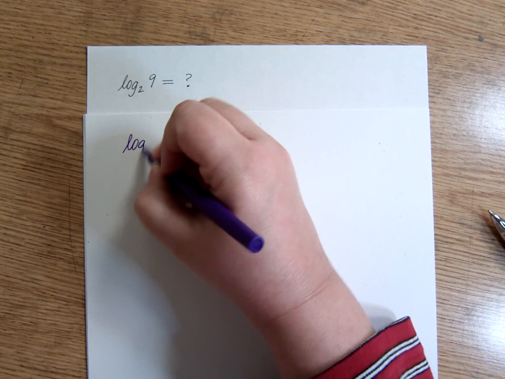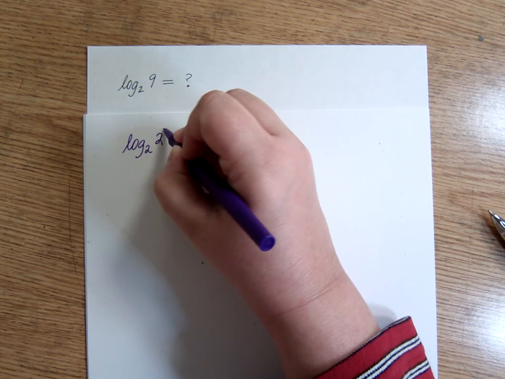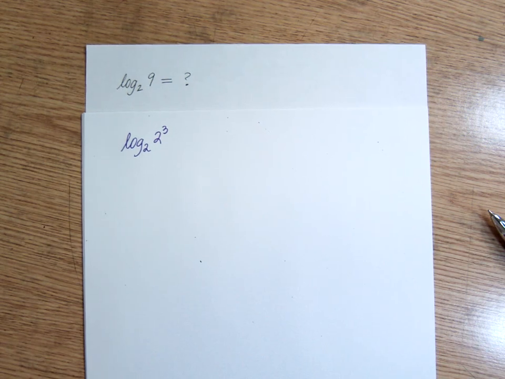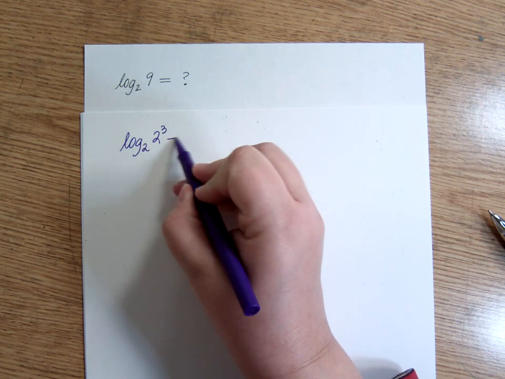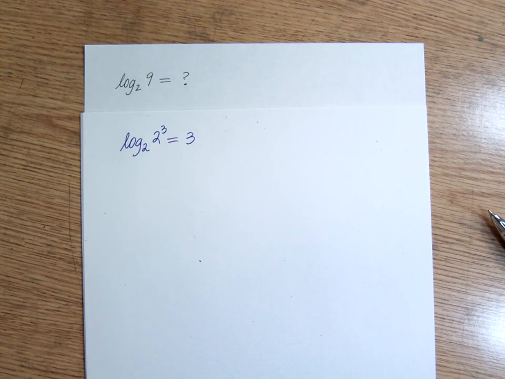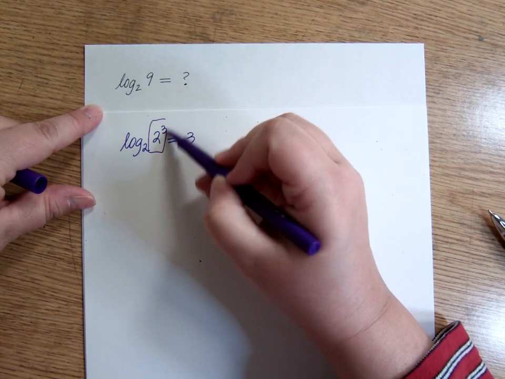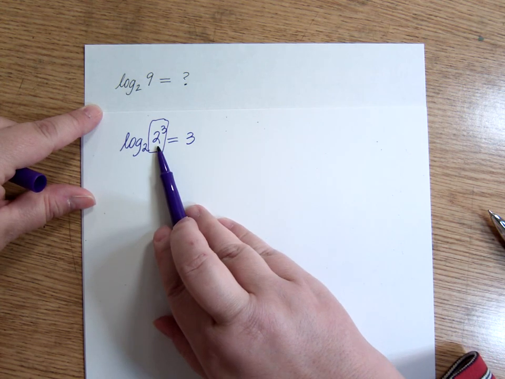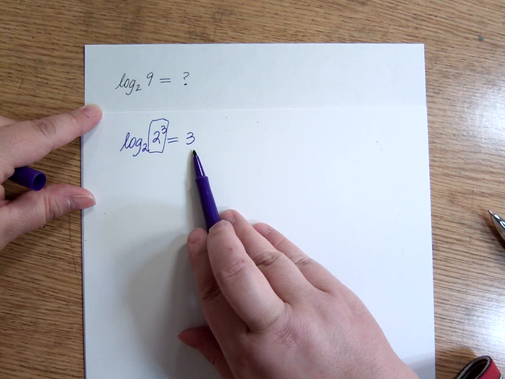However, I do know that 2 to the third is 8. Right? 2 to the third is 8, which is really close to 9. And this would simplify as just 3. So I can expect that if I take this number and make it just a little bit bigger than 8, then I'm going to get an answer that's just a little bit bigger than 3.